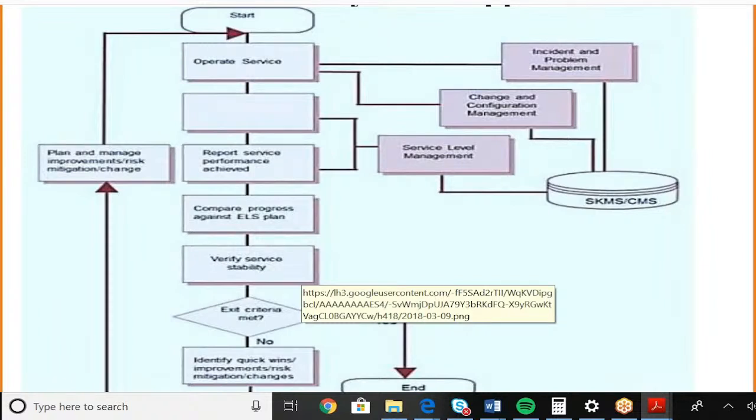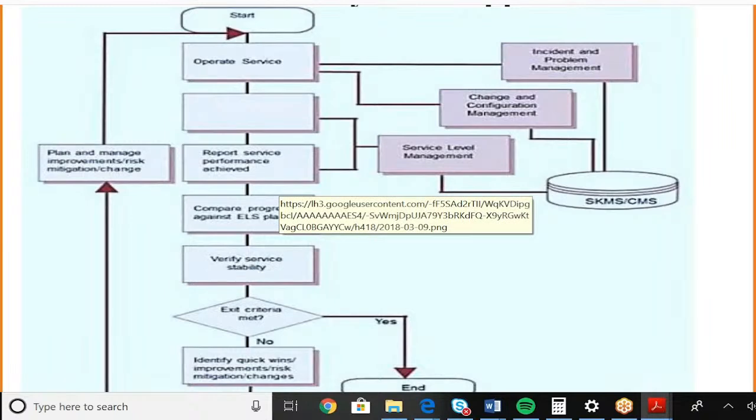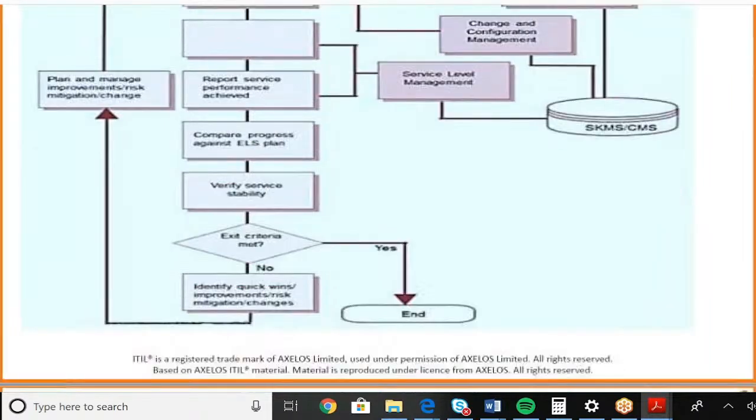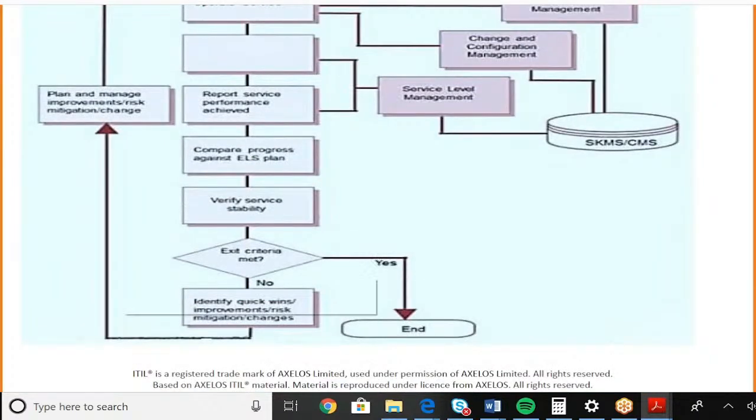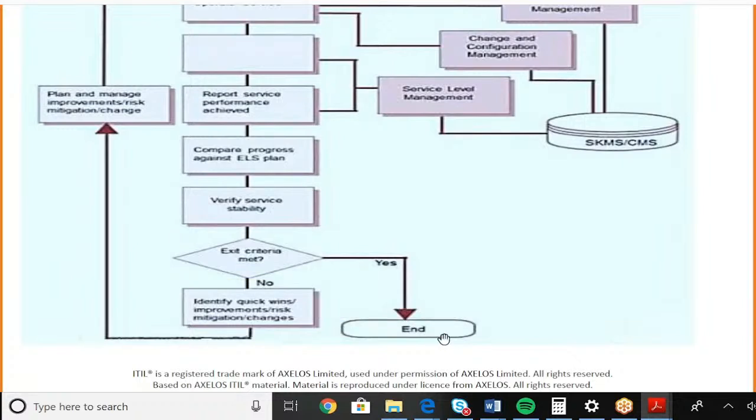Everything looks great. Typically, there's a threshold. Okay, 90% of the user base was able to log in. They're able to access the information. We're not really getting any problems. And then there's the exit criteria to say, okay, exit criteria met. If it is, we're good to go. We successfully released or deployed this service or this functionality into the environment. And that ends early life support.